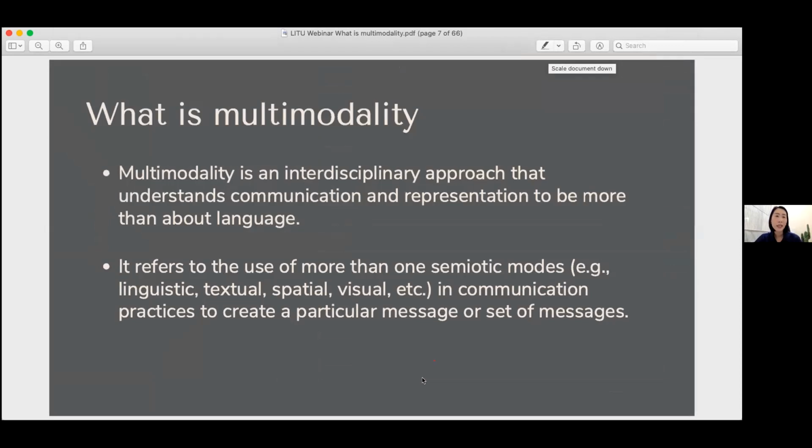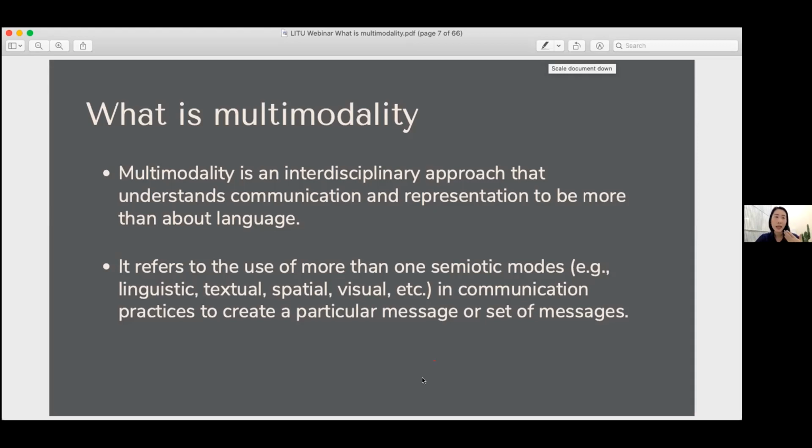Well, I think the term multi means many, right? And modality means mode. So in essence, multimodality is an interdisciplinary approach that understands communication and representation to be more than about language. And that's it, right? So when we communicate something, yes, we use language as the main medium of communication, but that is not all.